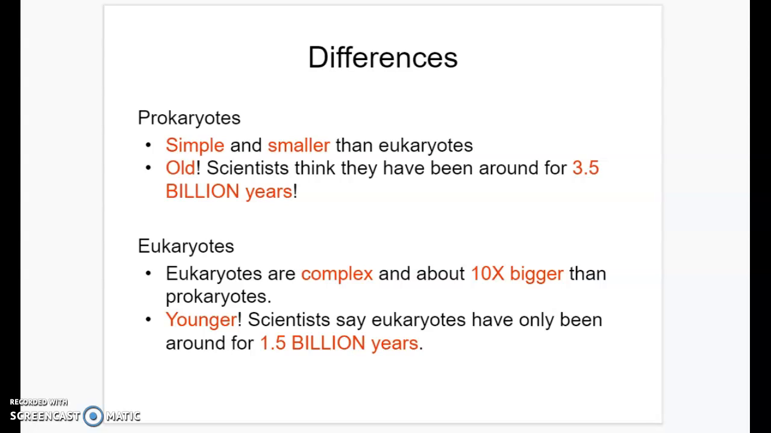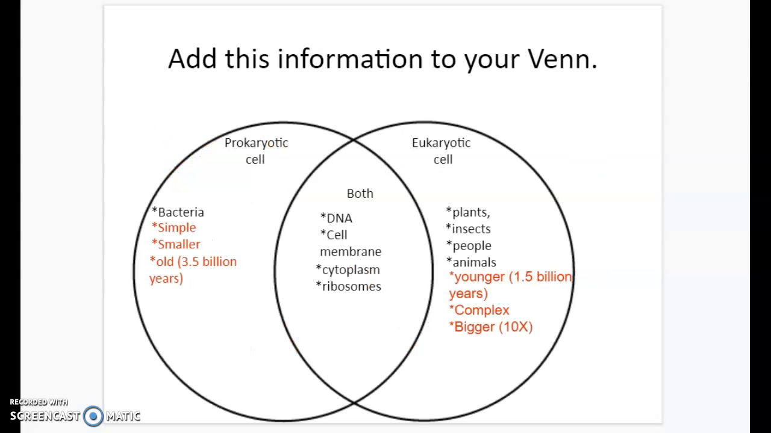Eukaryotes are complex and about 10 times bigger than prokaryotes, and they're younger. Scientists say that eukaryotes have only been around for 1.5 billion years. Still a lot of years, but they're not as old as prokaryotes. So let's add this information to the Venn diagram. That is in red, so you're writing simple, smaller, old, 3.5 billion years for prokaryotic cells. For eukaryotic cells, you're writing younger, 1.5 billion years. They're complex, and they're bigger, about 10 times bigger.